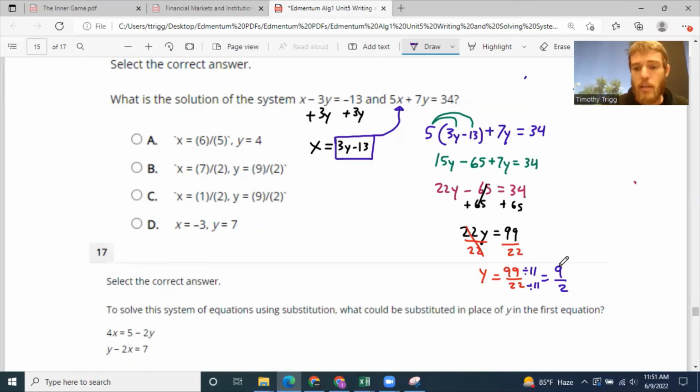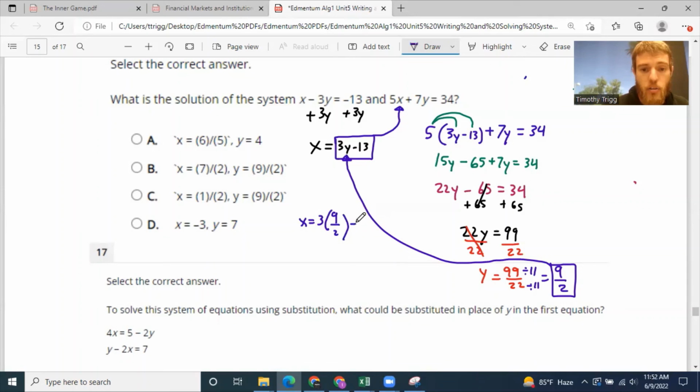So now that we know the y value, you can substitute this in to right here to find the x value. So now we would rewrite this as x equals 3 times y, so 3 times 9 over 2, because that's the value of y, minus 13.